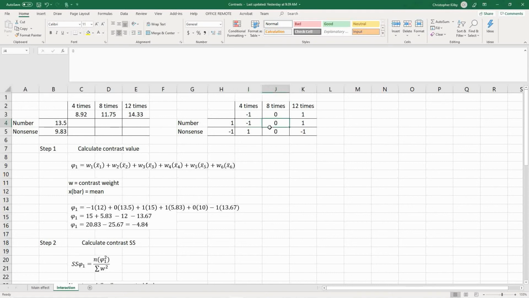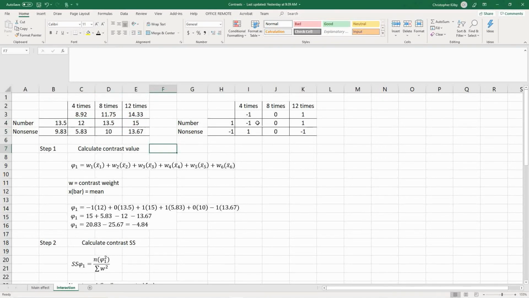For 8 times repetition with number intervening material, it's 0 and 1. 1 times 0 is 0. For 12 times repetition, it's going to be 1 and 1, and 1 times 1 is 1. Then I do the same thing for nonsense. Negative 1 times negative 1 is 1. Negative 1 times 0 is 0. Negative 1 times 1 is negative 1. And these are now my contrast weights. So now I need to go and get my cell means back.